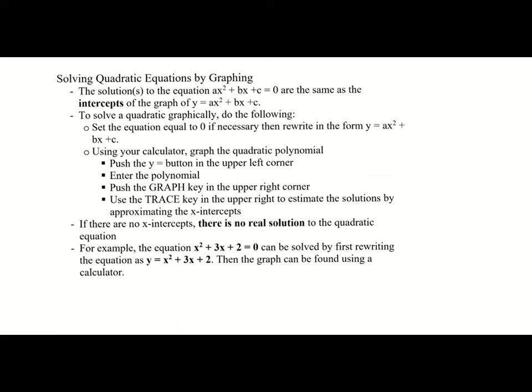When we solve a quadratic equation, we find x. We are finding the intercepts of the graph, where that quadratic will cross over the x-axis. To solve a quadratic graphically, you can do this. It's an approximation for the answer. It's not always an exact answer because we can't necessarily see exactly where it crosses over on that graph, but we can get a good approximation.